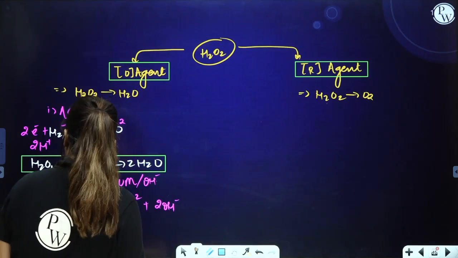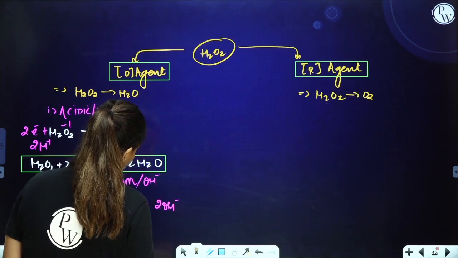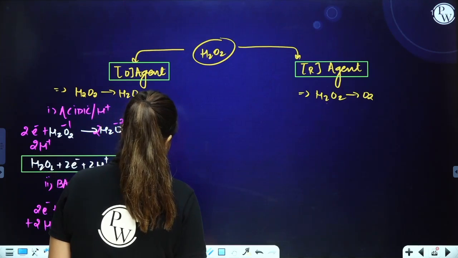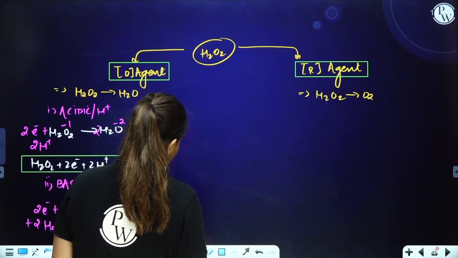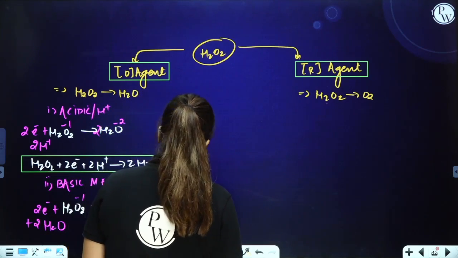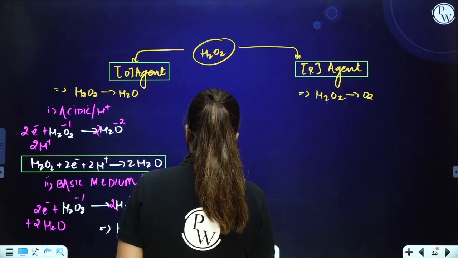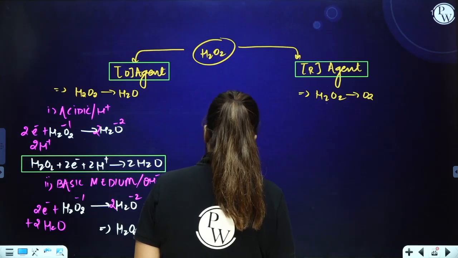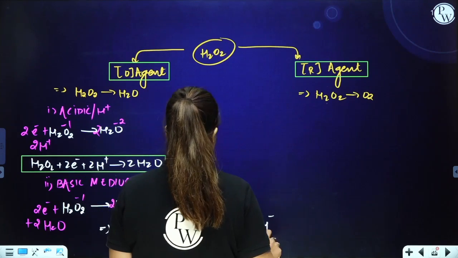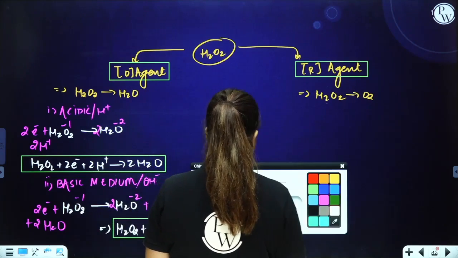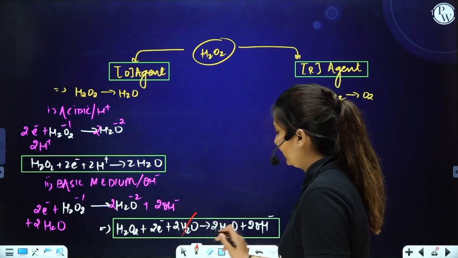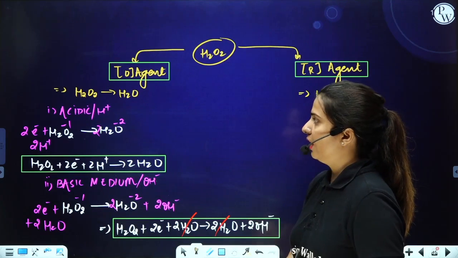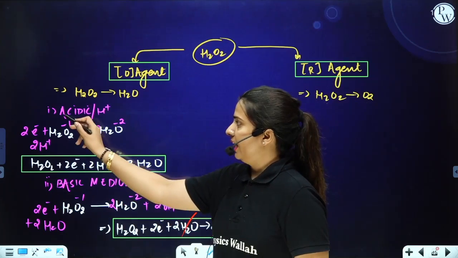So the overall reaction will be H2O2 plus 2 electrons, and one thing we can do is cancel the 2 H2O molecules to give us the desired reaction. Now what you can do is you can cancel these water molecules with each other and you will get the respective reaction. Okay, this is how you have to balance in the acidic medium and in the basic medium.